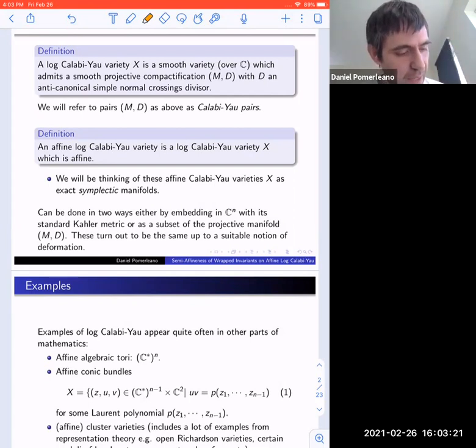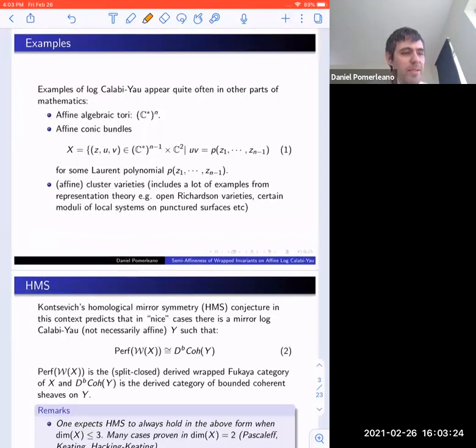So some well-known examples appear a lot in other parts of math. Affine algebraic tori, obviously, are the canonical examples, but we also have, at a slightly higher level of complexity, affine conic bundles. These are things of the form UV equals some Laurent polynomial P of Z1 through Zn. And then slightly more complicated examples come from the theory of cluster varieties. This includes a lot of different examples in representation theory.